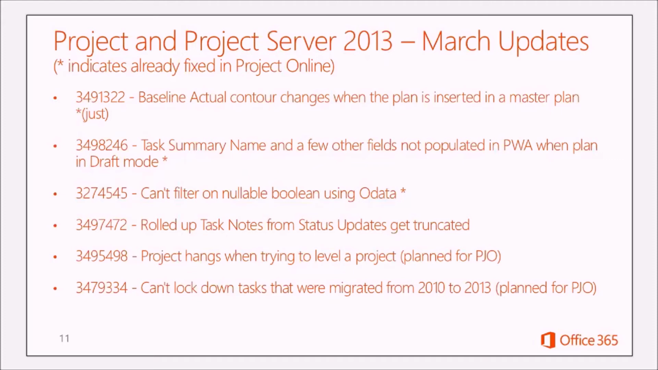What was happening here is that after a couple of these updates, it was actually truncating the previous notes. Instead of being a cumulative note, you were getting kind of a rolling note. We've now adjusted and fixed that problem. Second to last item here: project hangs when trying to level a project. Well, the description is pretty descriptive.